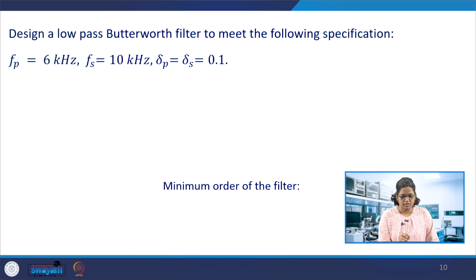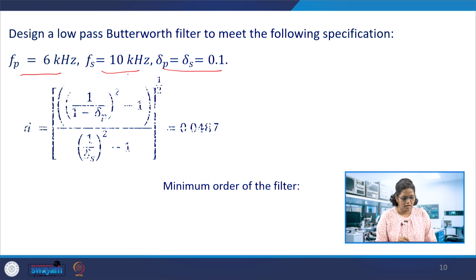So take the Butterworth filter example: design a low pass Butterworth filter to meet the following specifications. FP is given as 6 kilohertz and FS is 10 kilohertz. So del P and del S, the ripples allowed, is 0.1 here. We have the pass band and stop band frequencies 6 and 10, so definitely the FC would be in between these two.